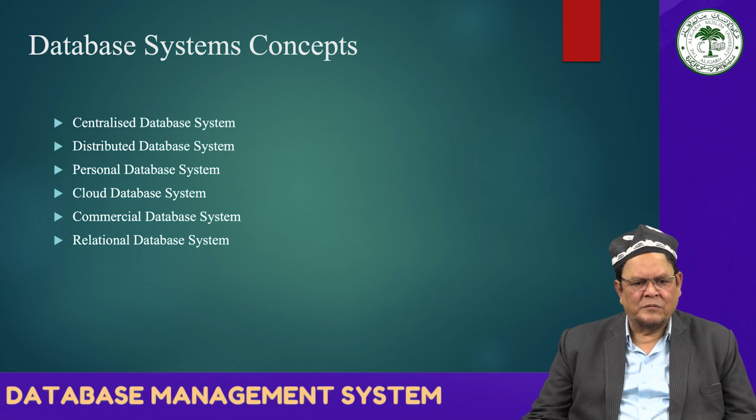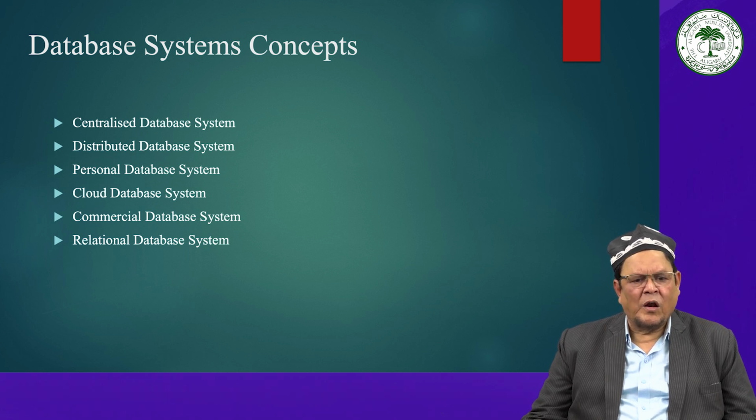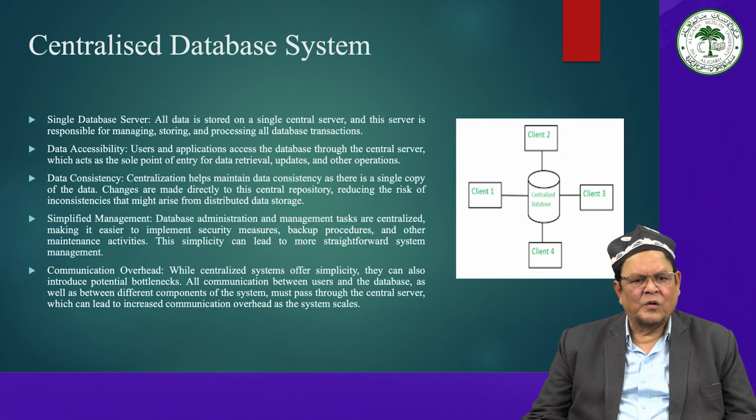centralized database system, distributed database system, personal database systems, cloud database systems, commercial database system, and the last is relational database system. We will discuss one by one. What is centralized database system?